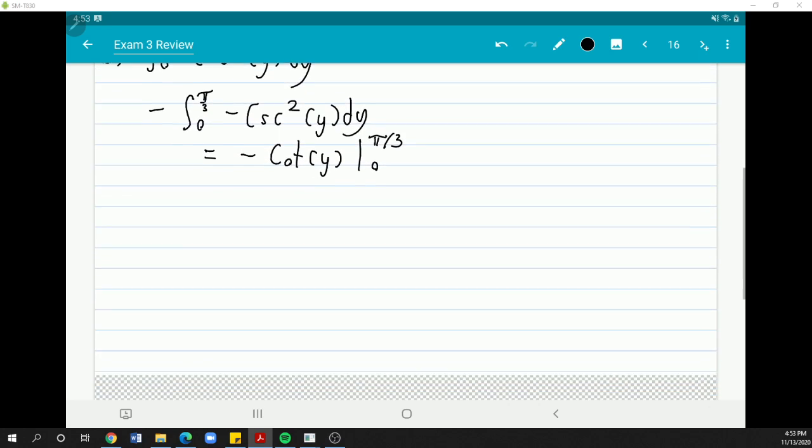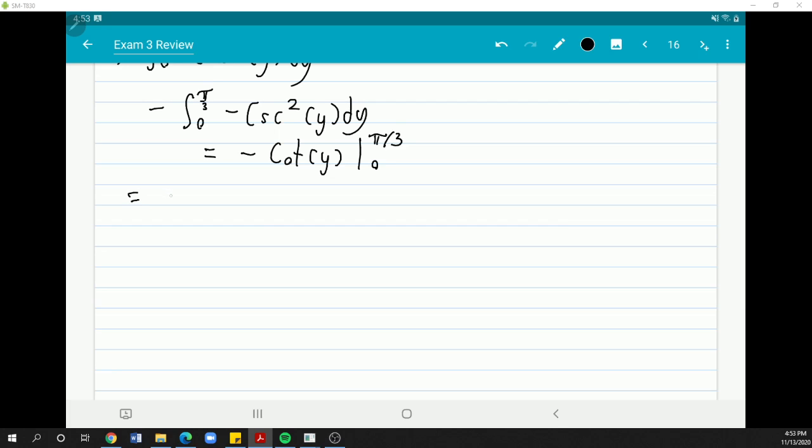Now we plug in. We get this as minus cotangent pi over 3 minus cotangent of 0.